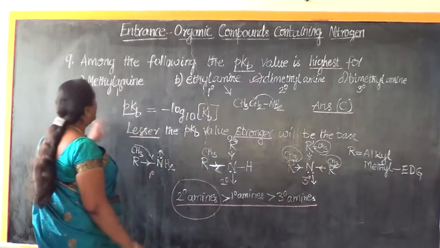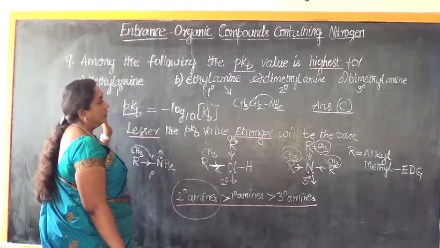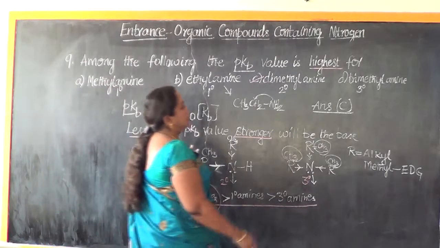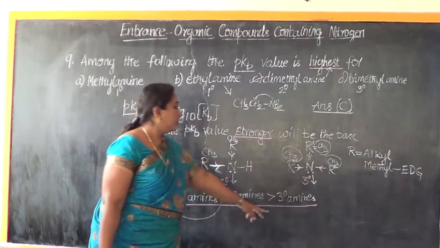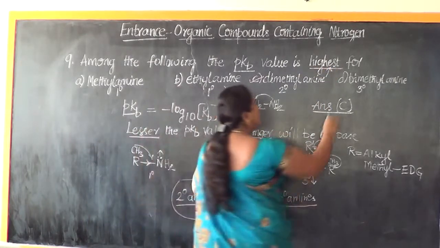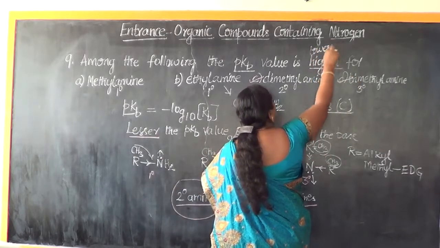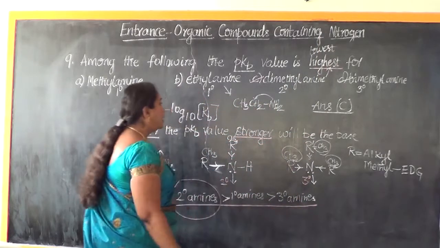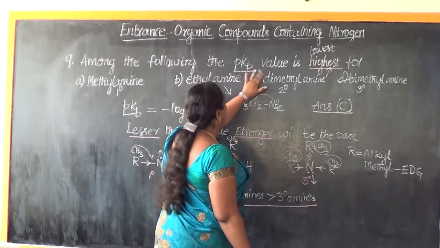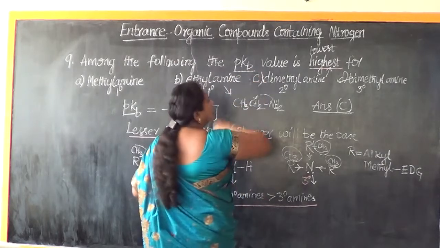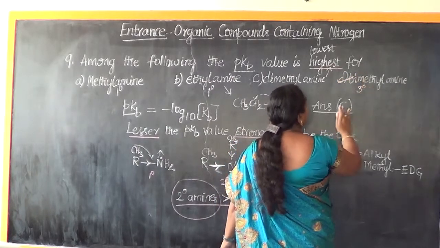So therefore, among the following, the pKb value is highest, they have asked. I'm sorry, if it is highest, it is for the tertiary amines, so the answer would be this. If the pKb value is lowest, that means it is a stronger base, then the answer would be C. Sorry, I have understood it the other way. So the question that's been asked, which is the highest? Option D.